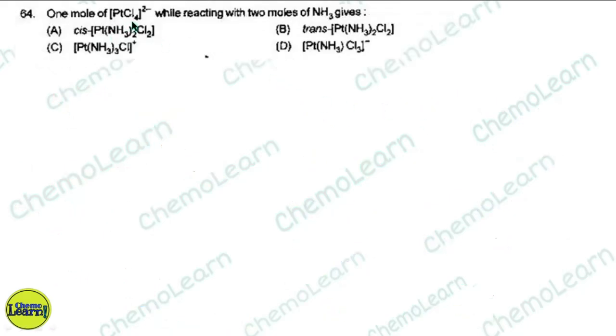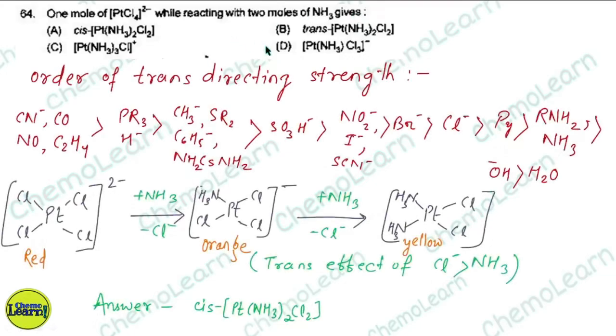1 mole of PtCl4 2 minus while reacting with 2 moles of NH3 gives what? So here in a substitution reaction we have to follow the trans-directing strength. This is the order of trans-directing groups. Okay. We have this compound PtCl4 2 minus, which is red in color. So we'll add 1 mole of NH3. So NH3 will be added to any of these. Let's say this is added to this position and one Cl will be removed.